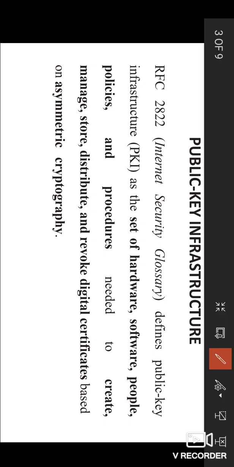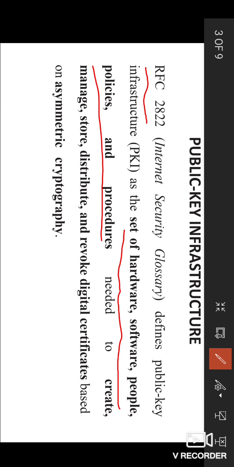So, public key infrastructure is defined by the standard RFC 2822, that is the Internet Security Glossary, and in that we have the definition. It tells that PKI is the set of hardware, software, people, policies and procedures. So why we need these things means they all are needed to create the certificate, to manage the digital certificate, to store the digital certificate, to distribute the digital certificate, and for revoking the digital certificate. So this PKI is completely based on asymmetric cryptography.